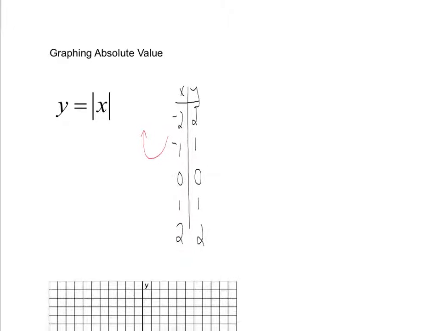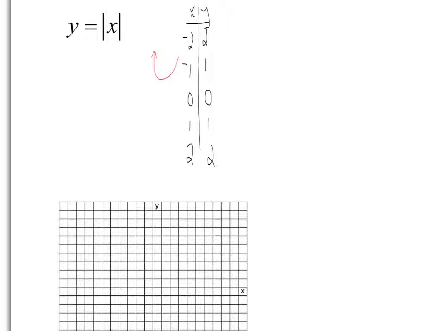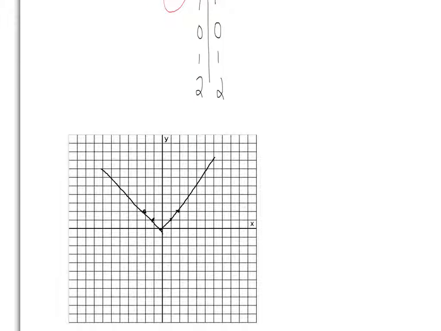So let's graph these. If x is -2 and y is +2, I'm over here. X is -1, y is +1 is there. 0, 0 is the origin right there. 1, 1 is there, and 2, 2 is there. If you graph these, you'll get a V. Absolute value equations always come out in the shape of a V. And a special point on this graph is the point of the V. This is called the vertex.